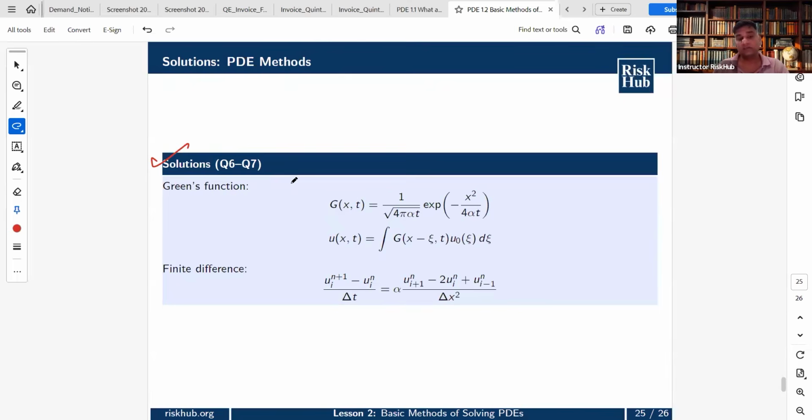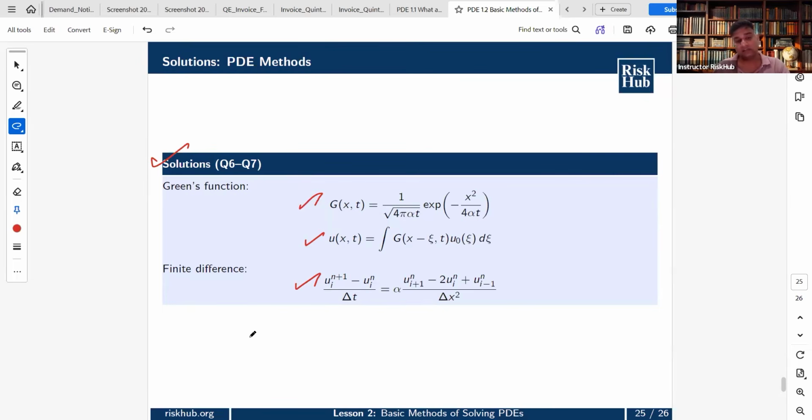The Green's function for the heat equation is given this way. Then this solution is also given. This says the solution is the initial condition smoothed by the Gaussian heat kernel. The financial interpretation is the option value is like a weighted average of future payoff values, where the weight comes from the transition density. The explicit finite difference scheme is given like this.